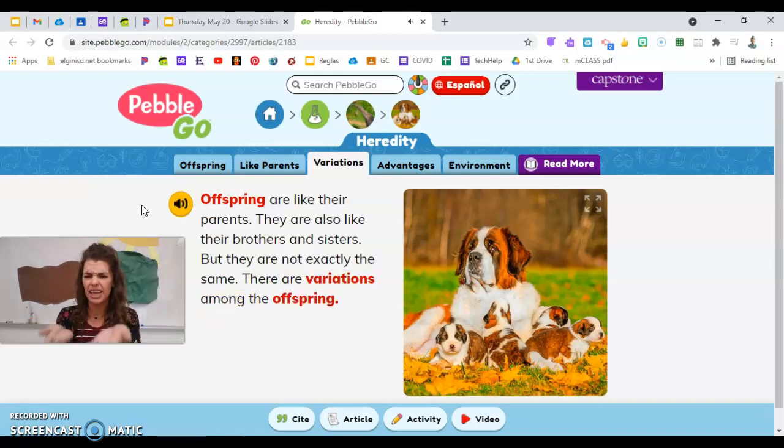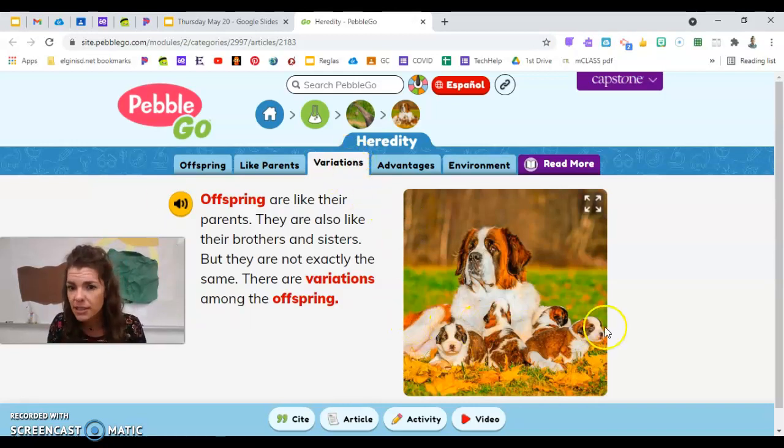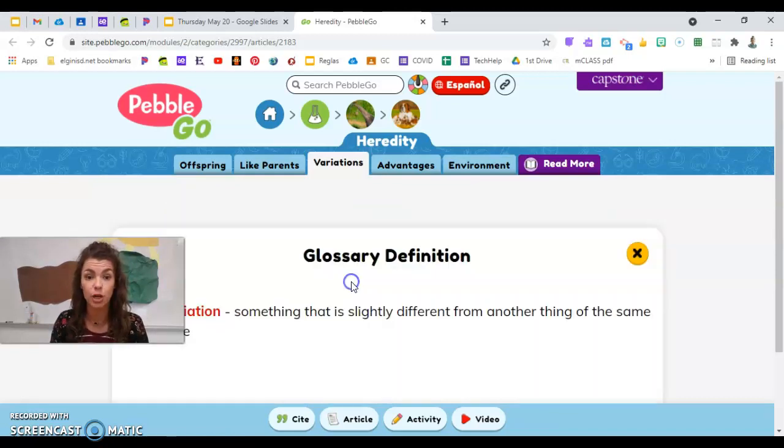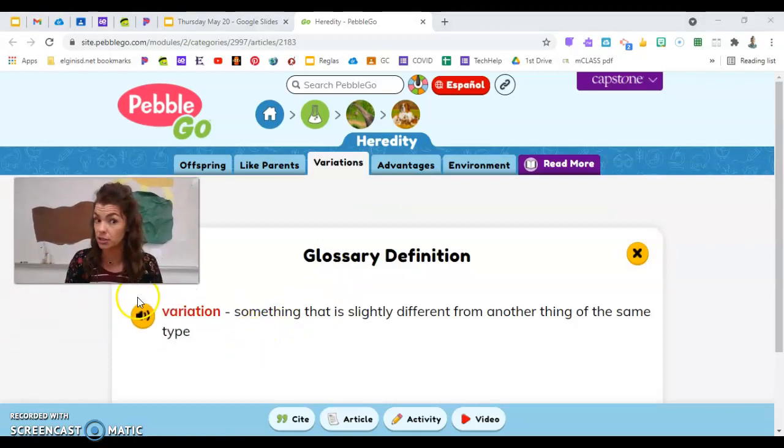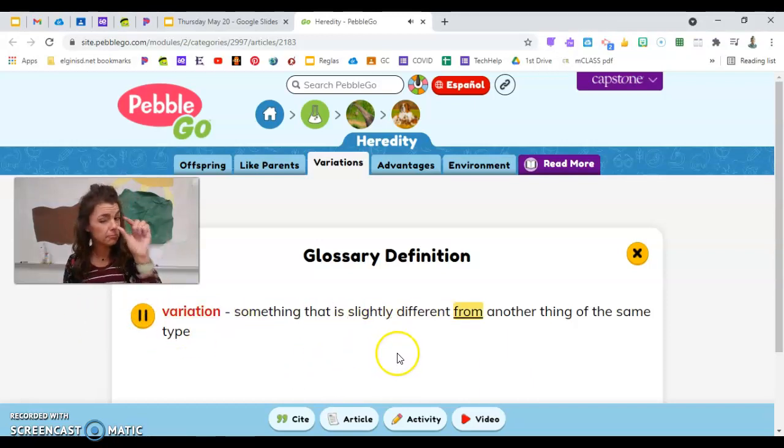Look at this picture. Can you tell who is the parent dog? Yeah, the big one. And look at all these little ones. What are they? All the offspring. Now, do they look exactly the same? No. Those are called different variations. Say that V word, please. Variation. Variation. Something that is slightly different from another thing of the same type.